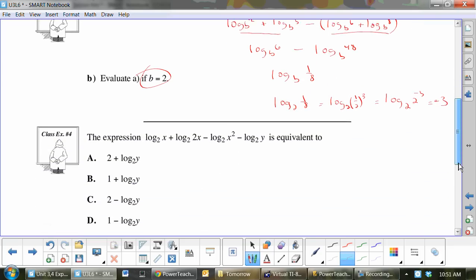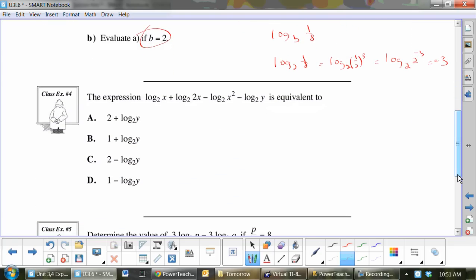Example 4 is right off a diploma. A multiple choice right off the diploma. I'm going to give you 3 minutes. See if you can get this one.